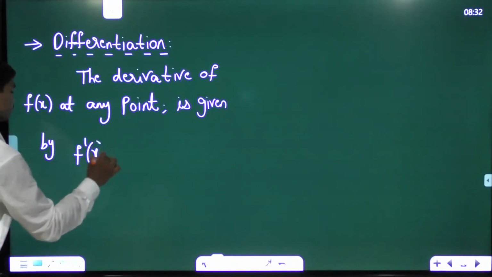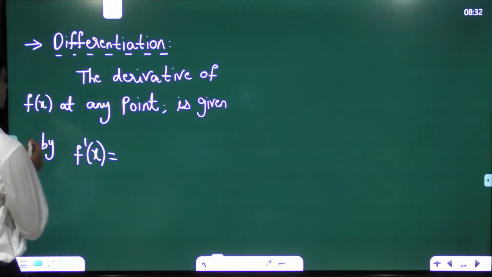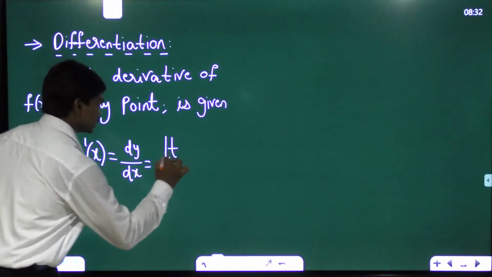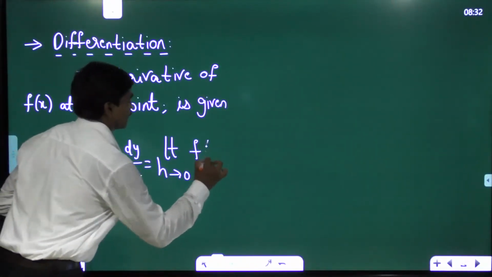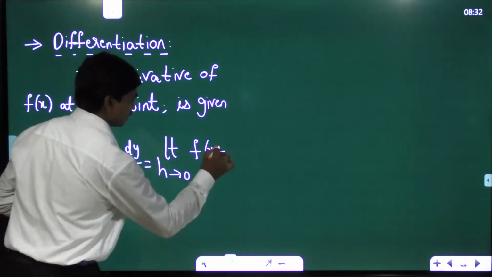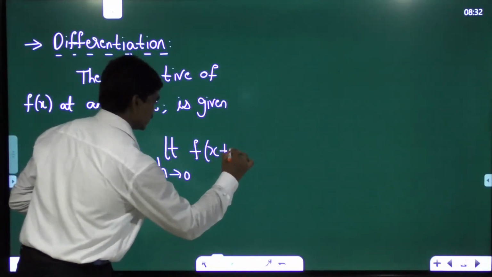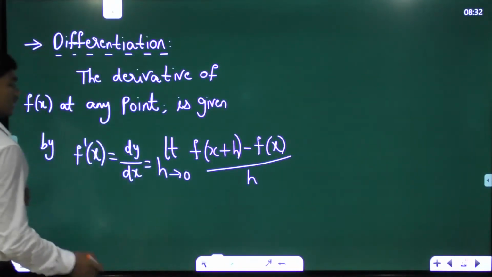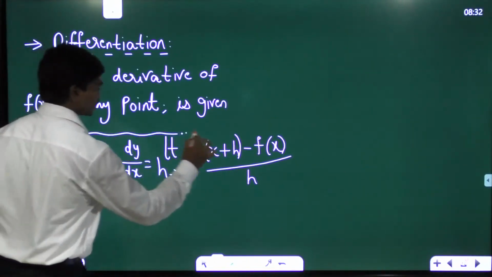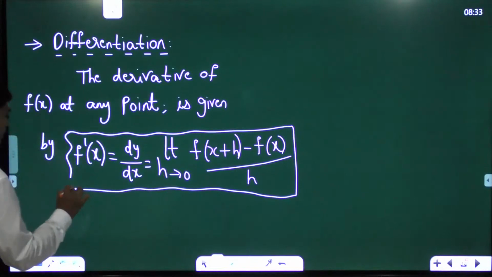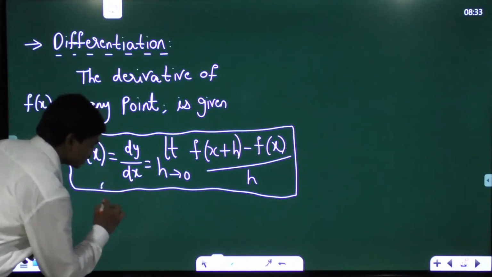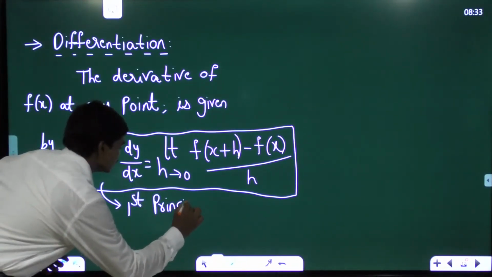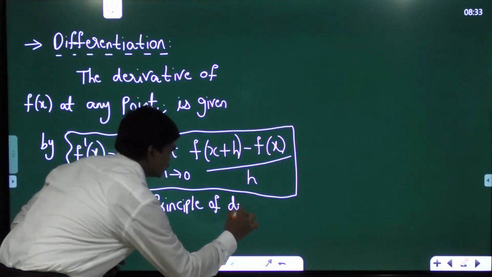f dash of x. If you are generally denoting y is equal to f of x, then dy by dx is the limit as h tends to 0 of f of x plus h minus f of x, divided by h. This is the standard formula for finding the derivative of any function, and this result is called the first principle of differentiation.